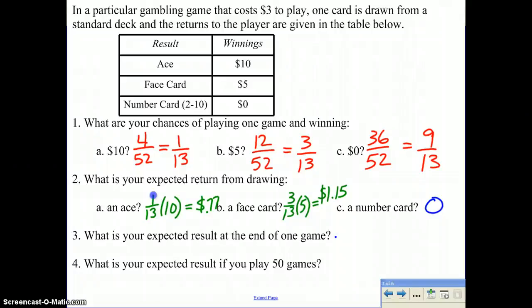So if you add those together, you will get a grand total of $1.92, which means you expected on each game to return back to you an average winning of $1.92. Well, what does that mean? What's your expected result? You paid $3 at the beginning of the game. If you paid $3 and on average you expect to get $1.92 back, then that means your expected result each time you play the game is to lose $1.08.